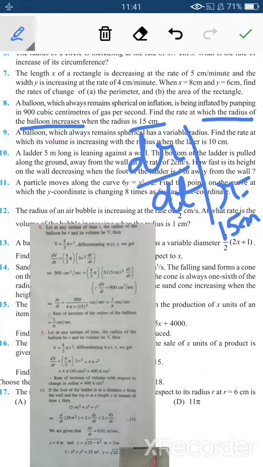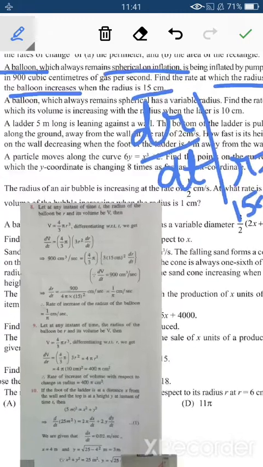Which type of figure is it? A balloon. So the balloon is which type of figure? This is spherical, right? So the balloon is spherical in shape. And what is the volume of a sphere? We have done it in class 9th, we have done it in class 10th. The volume of the sphere is 4/3 pi r cube. Now let us see the answer of this.